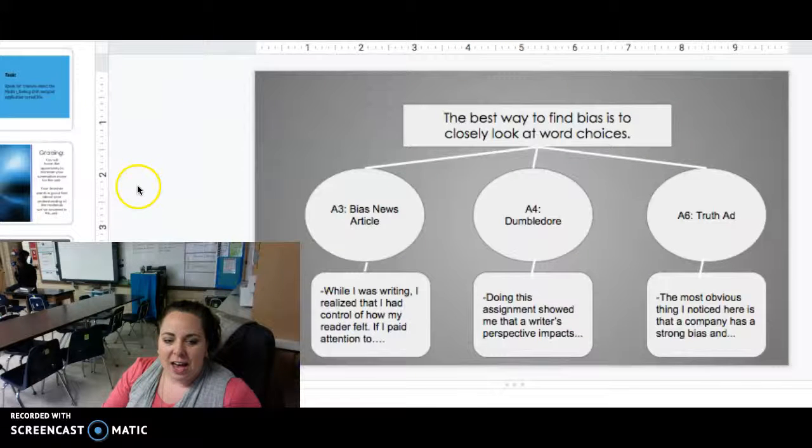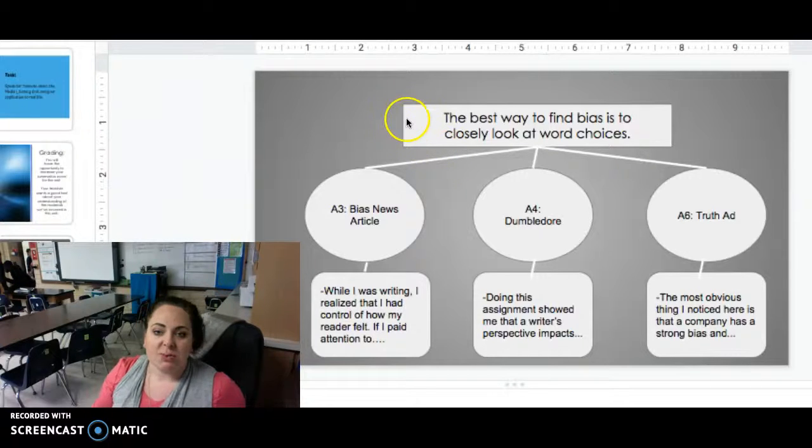All right, so if I were you, and if I were working in a group of three to set up the presentation, I would think like this graphic organizer here. So in other words, you would start your presentation with a central idea, which is what all three of you are going to work to support throughout your miniature presentations. This one says, the best way to find bias is to closely look at word choices.